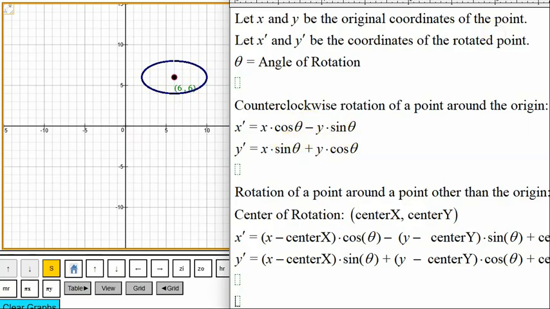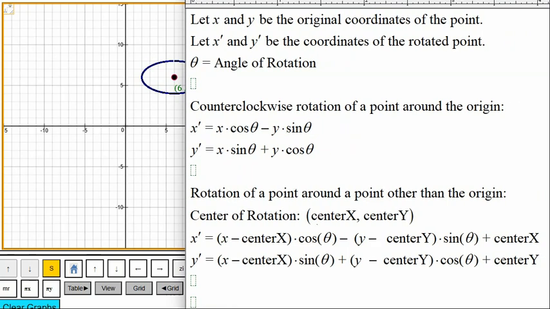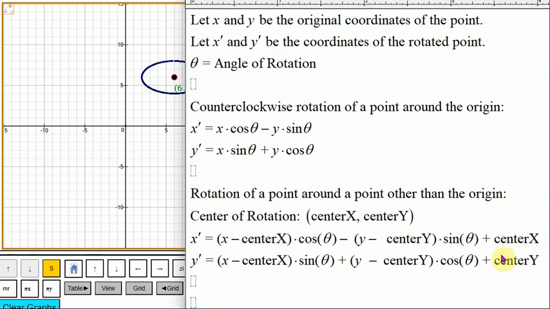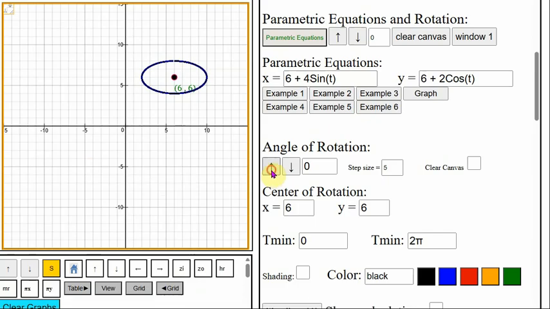And this is how I modify these formulas for the JavaScript program. These are the modified formulas that I'm going to use. Here the center x, center y would be the center of rotation. And so in this case, center x would be 6, and center y would be 6. We would just use these formulas right here to generate the points for the rotated ellipse. And this is what it would look like.